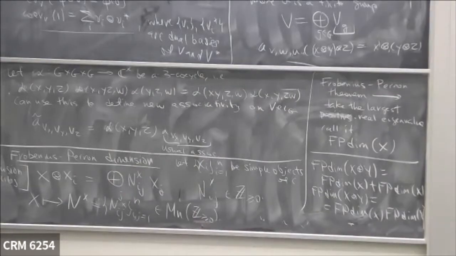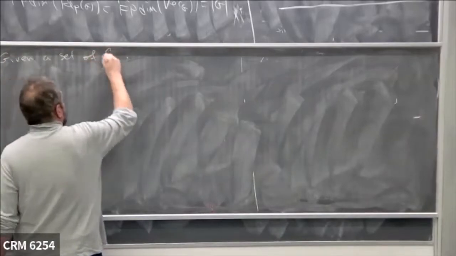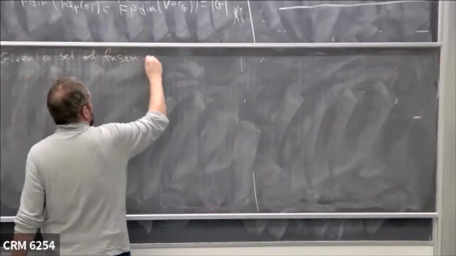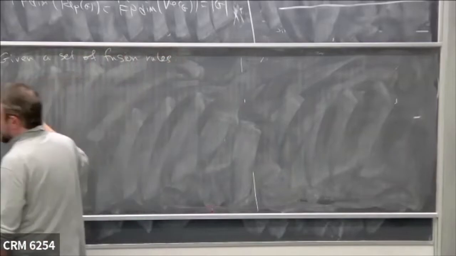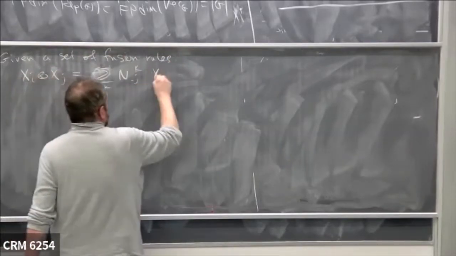But one thing that I can mention is that there is a finiteness result. So given a set of fusion rules, let me duplicate this formula, something like x_i tensor x_j equals a sum of x_k.